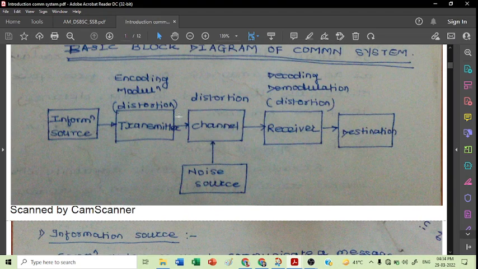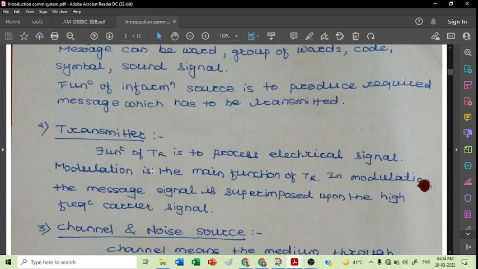Second block of communication system is transmitter. Function of transmitter is to process electrical signal. Modulation is the main function of transmitter. In modulation, the message signal is superimposed upon the high frequency carrier signal.